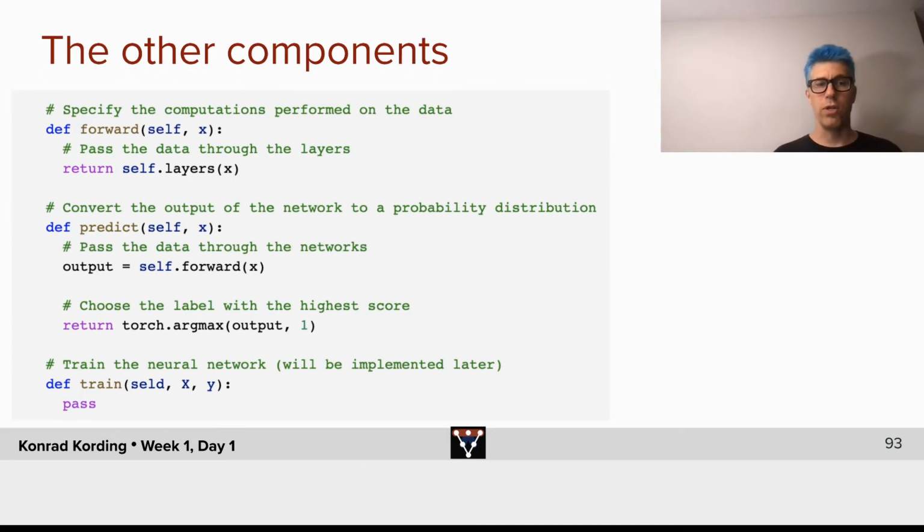We need a forward component. So just pass the data through the layers. Fortunately, init basically set up everything for us. So the forward function is really just call layers of x.